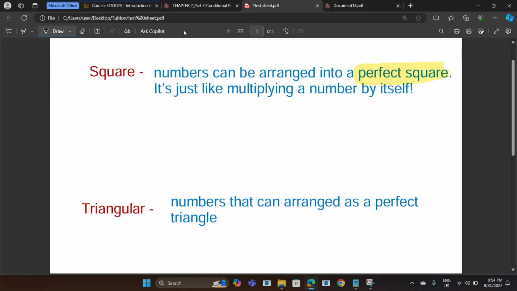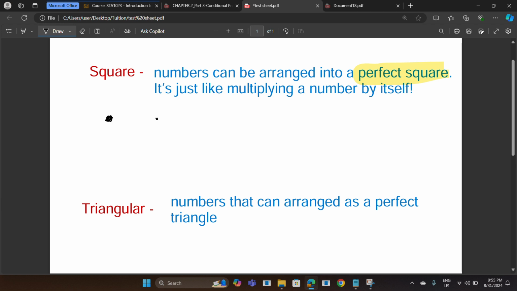Finally, let's talk about square and triangular numbers. The square numbers are the numbers that can be arranged into a perfect square. It's just like multiplying a number by itself. Let's take the first square number. The first square number is 1. We can represent it by 1 dot.